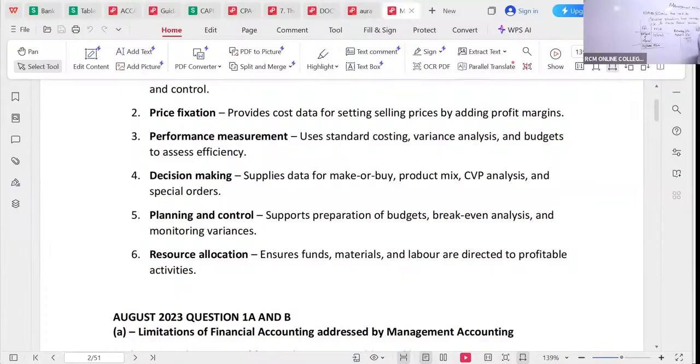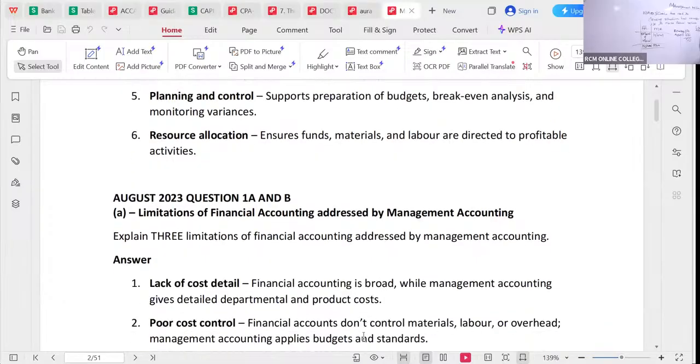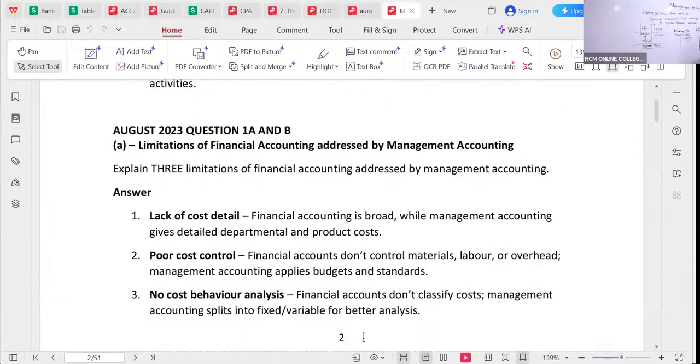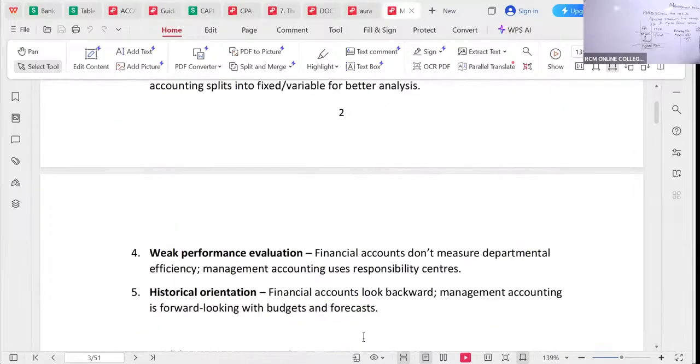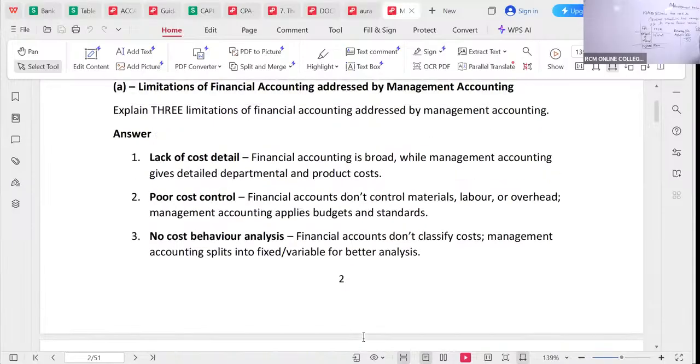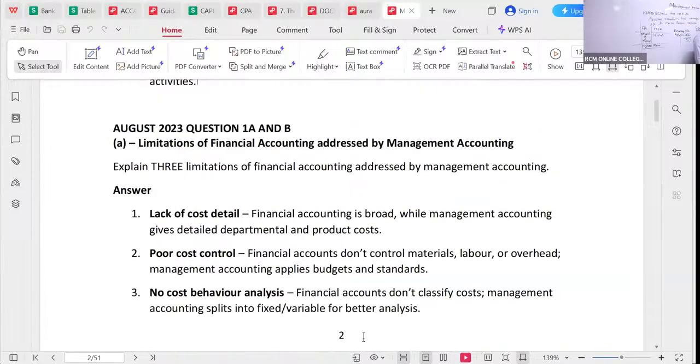Here they wanted us to give them limitations of financial accounting addressed by who? By management accounting. Limitations of financial accounting that are addressed by management accounting. There are many, many limitations that financial accounting has.